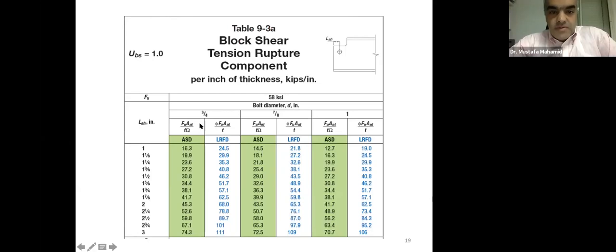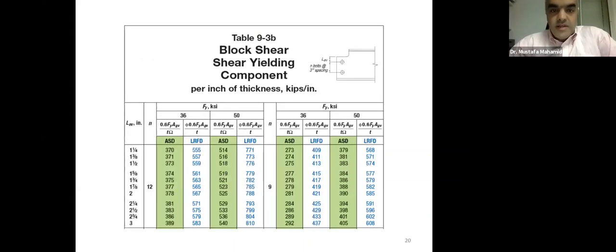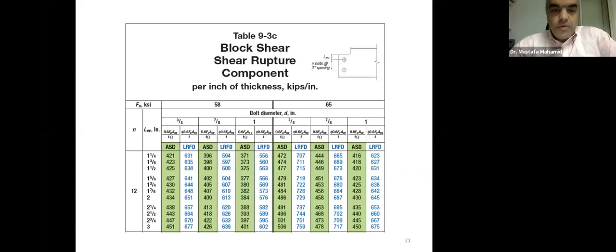So here you have the terms F sub u times Ant divided by t. You just need to multiply by the thickness that you have, divided by omega, or in LRFD, phi F sub u Ant divided by t. And that's for different bolt diameters. So this is for 7/8 of an inch. And this is the block shear yielding component. That's 0.6 Fy times Agv, the same thing. We have it for different materials, 36 ksi and 50 ksi yield. And this is the shear rupture component, F sub u Anv.